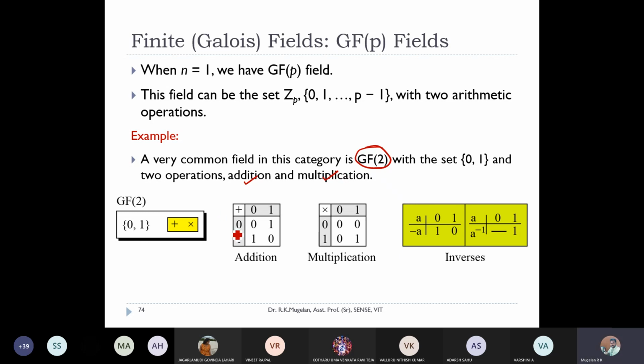multiplication. In addition, we can see 0 plus 0 mod 2. So here the modulus is nothing but mod 2. That's why 0 plus 0 is 0, mod 2 is 0; 0 plus 1 is 1, mod 2 is 1; 1 plus 0 is 1, mod 2 is 1; 1 plus 1 is 2, so 2 mod 2 is 0, right? And similarly the multiplication and inverses. For 0, the additive inverse is 0, for 1, the additive inverse is 1, and here for 0 we don't have any multiplicative inverse, but for 1 we have 1 as the multiplicative inverse, right?